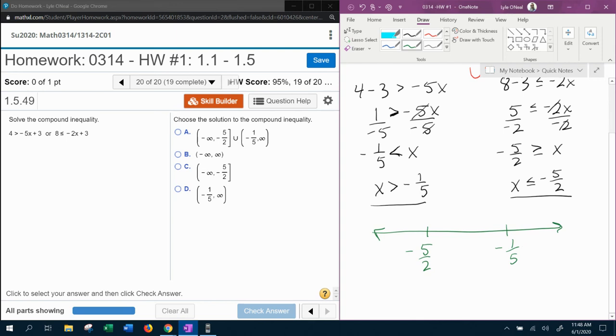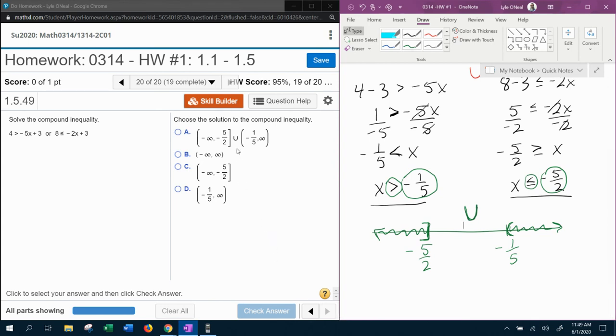And now for the shading. Notice that the negative 1/5 has a greater than symbol. So that's going to be a parenthesis shade to the right. Greater than, shade to the right. The negative 5/2 has a less than or equal to. So that's going to be a bracket shade to the left. Less than means to the left. And notice that there is a gap in the middle. But when you're talking about a union, that's okay to have a gap in the middle.